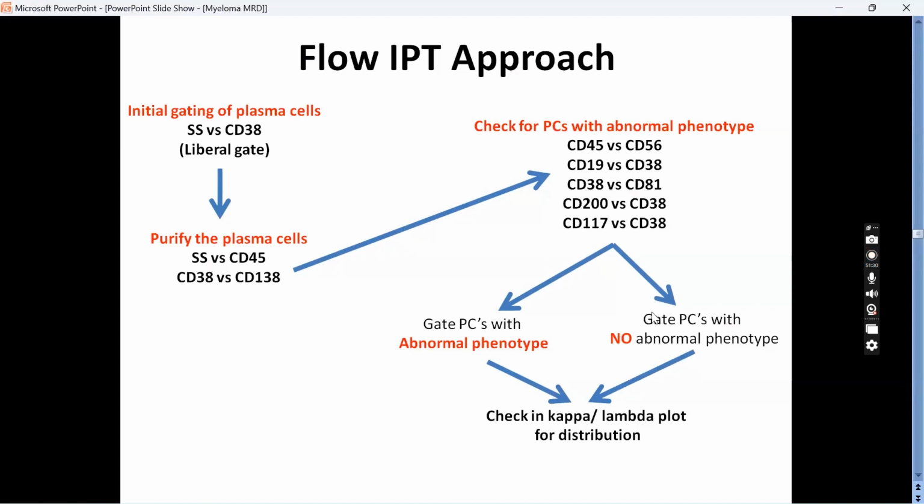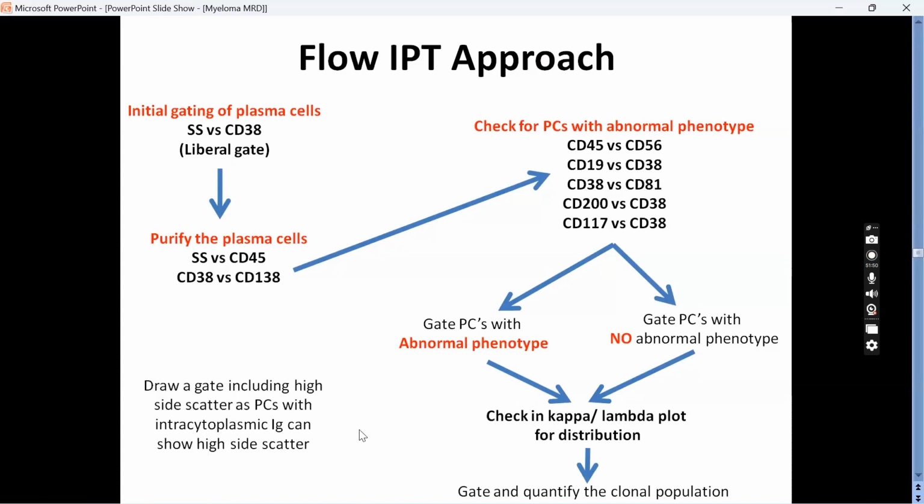If it is normal plasma cells, it should show that beautiful distribution across kappa and lambda. When it is an abnormal phenotype or abnormal plasma cell, it will show clonality with respect to kappa or lambda. Then you quantify the clonal population. So this is one way of approaching MRD in myeloma. Okay, I'll just show you this.